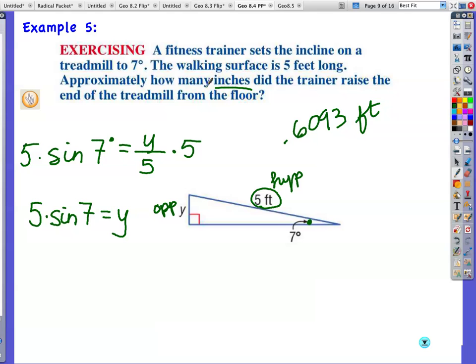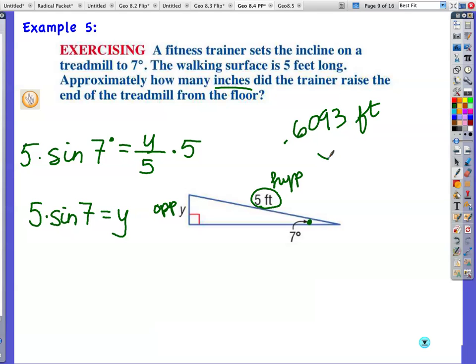So, if I have 3 feet, what do I do to figure out how many inches that is? Oh yeah, 3 feet times 12 inches in a foot gives me 36. So I'm going to take 0.6093 times 12. Oh, please agree with me, board. All right, so take that times 12, and I'm getting 7.3116.